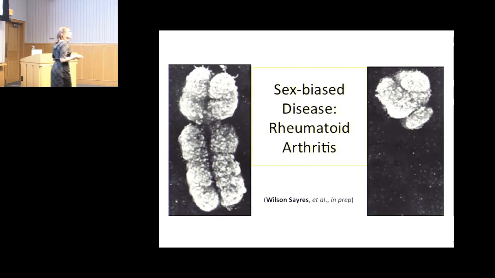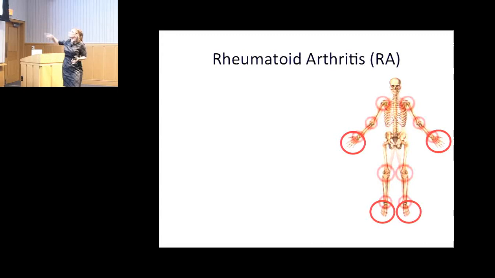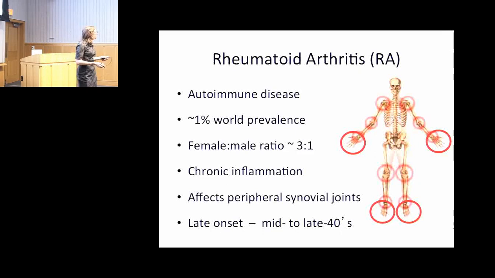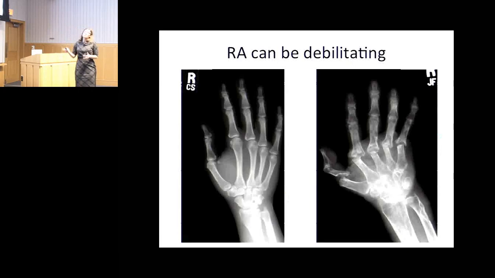study. So rheumatoid arthritis is not age-related arthritis. It generally affects these peripheral joints. It's an autoimmune disease. It affects about 1% of the population worldwide. It affects 3 times more women than men. It's characterized by chronic inflammation and generally later onset in the mid to late 40s, although many people get it well before their 40s. So here, this was so striking to me when I first saw it.